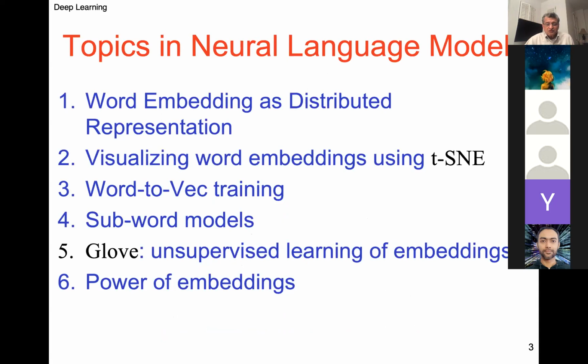Then we'll talk about visualizing word embeddings using t-SNE. Maybe some of you have used this method. How do you display multidimensional spaces in 2 dimensions? It's nice to see what they look like. So t-SNE is a way of visualizing multidimensional data. Then we talk about word2vec training, which is about going from words, from one-hot representation, to the embedded vector. We call it word2vec. And then there are subword models. And then GloVe is an unsupervised learning of embeddings, the power of embedding. So these are the topics here.